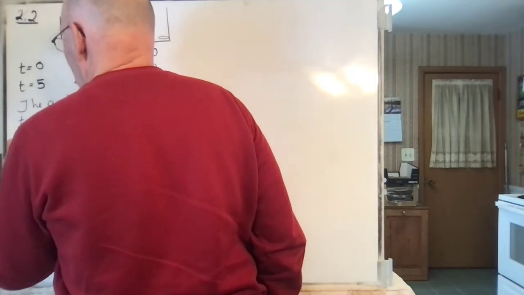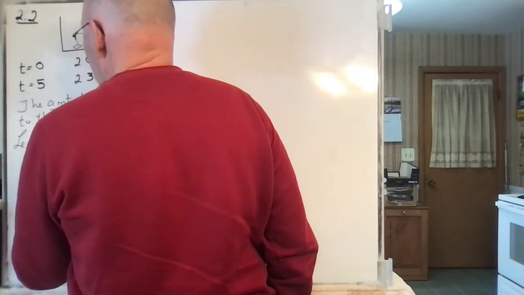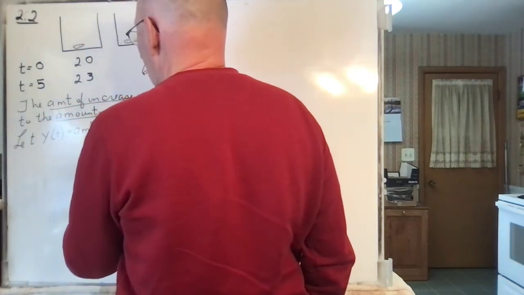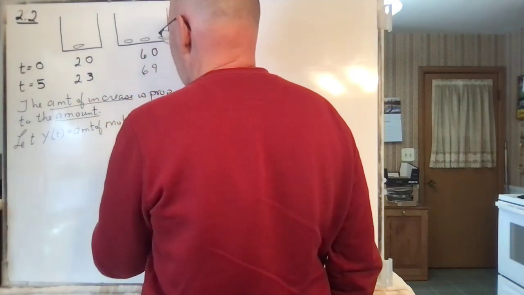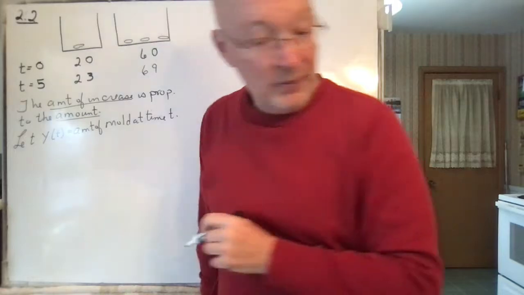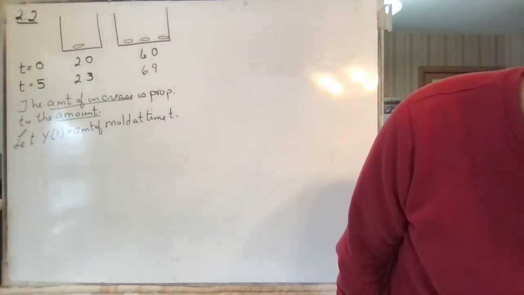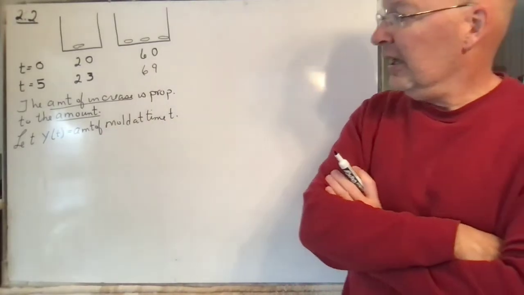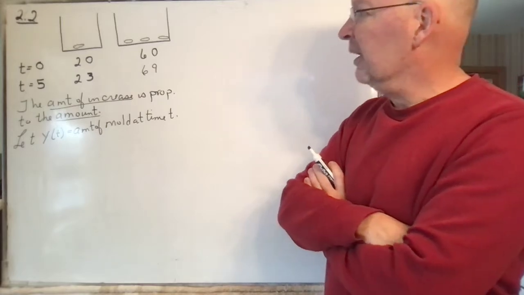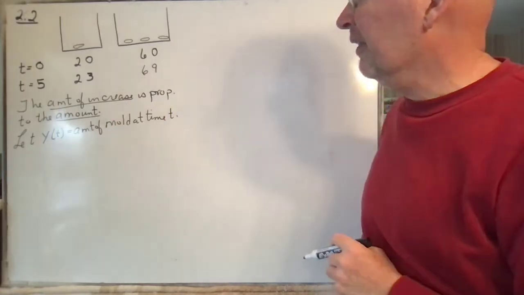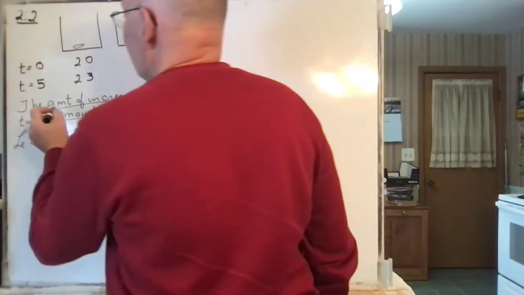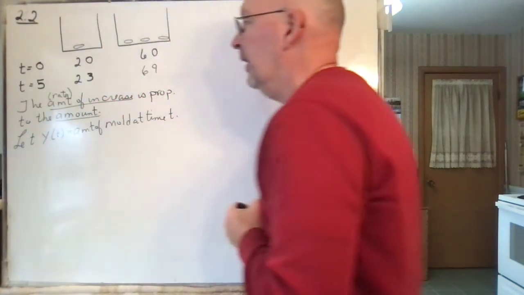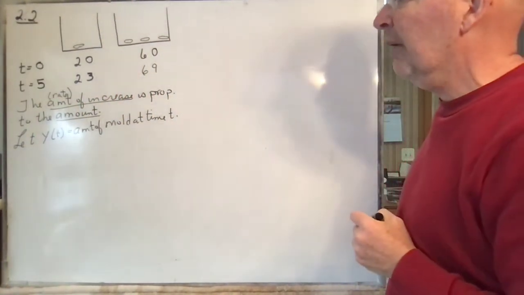Let y of t be the amount of, what did I say it was, mold? Did I say mold or algae? Mold. It's the amount of mold at time t. So as soon as you say that, now we can express this idea mathematically. The amount of increase, or the same idea, the rate of increase, is proportional to the amount that's there.